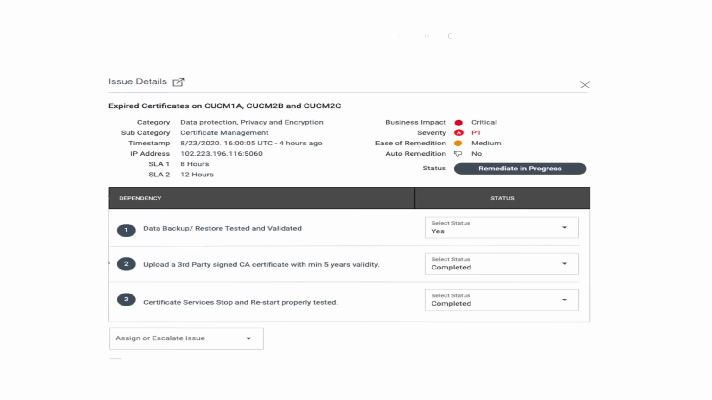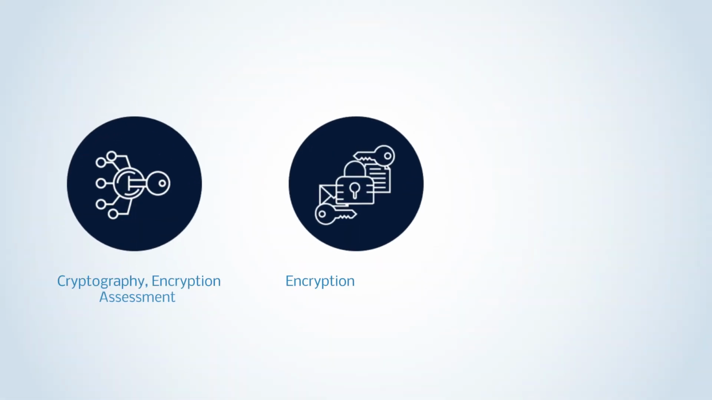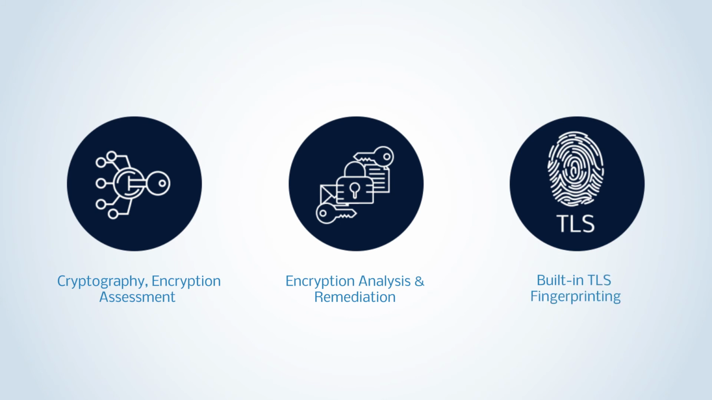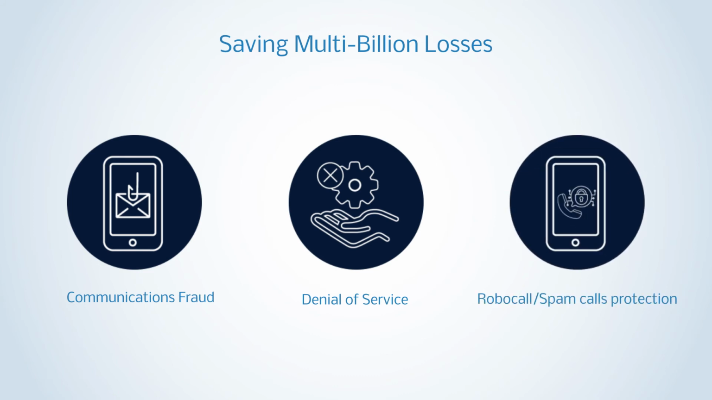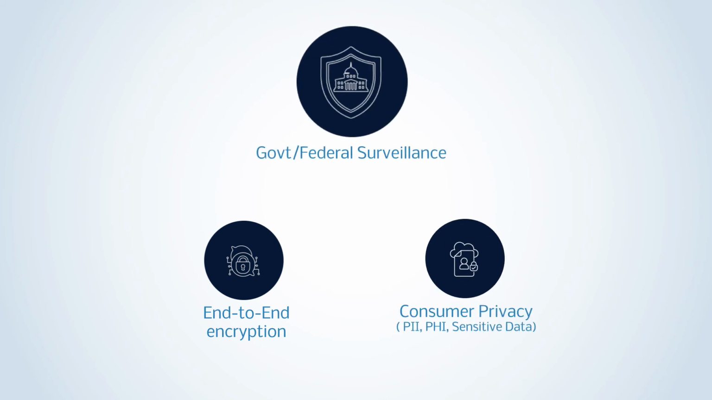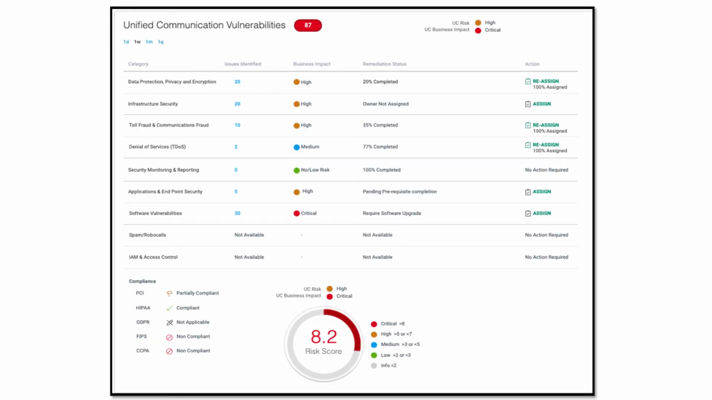assurances, a self-serviced and fully integrated cloud access security broker, and security operations center workflows, encryption fingerprinting for protection of PII, PHI, and other sensitive data, protection from communications fraud, denial of service, and robocall spam calls. Seqoria also offers a unique balance between end-to-end encryption, consumer privacy, and federal surveillance requirements, and much more. All this from a single unified console.